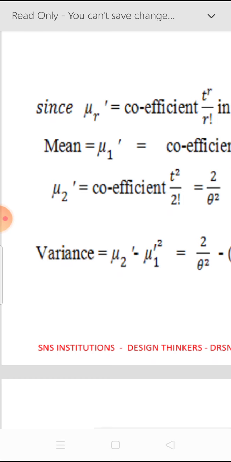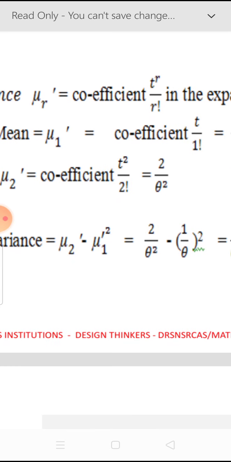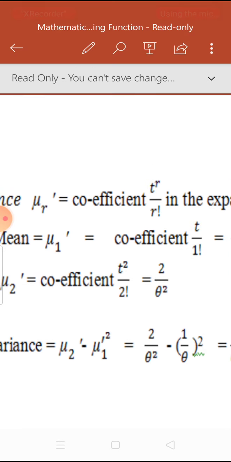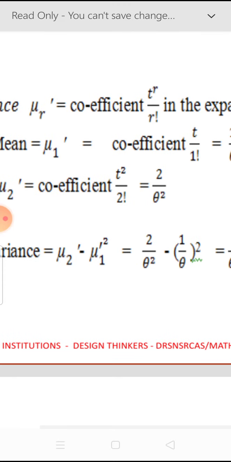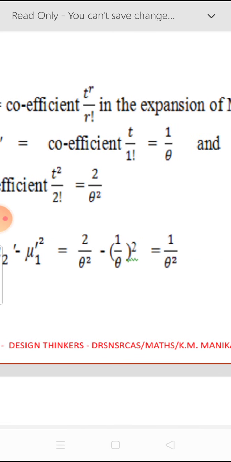We know that the variance is equal to mu 2 dash minus mu 1 dash square. That formula we discussed in plus 2 level. The value of mu 2 dash, the second moment about the origin, we have found to be 2 by theta square. The value of mu 1 dash is 1 by theta, so mu 1 dash whole square is 1 by theta square. 2 by theta square minus 1 by theta square gives 1 by theta square as the final answer.